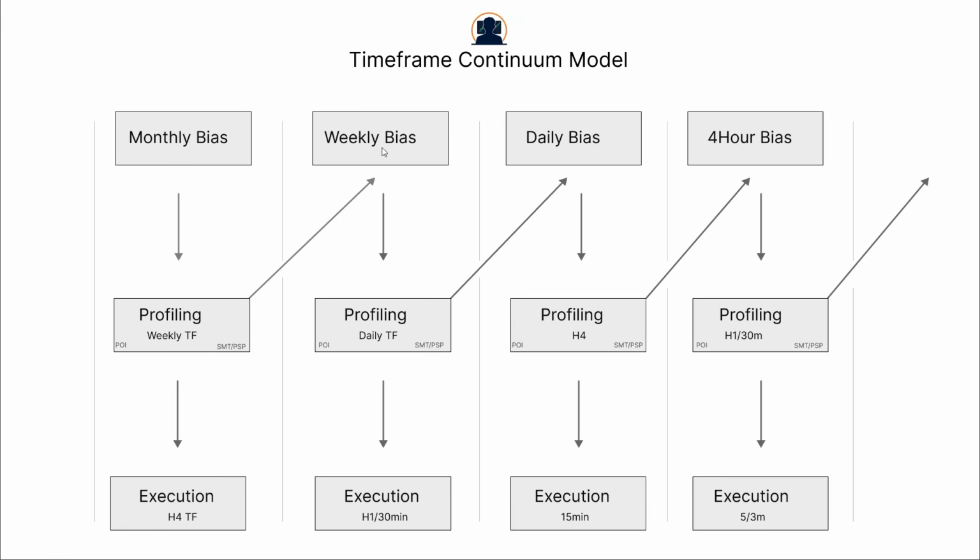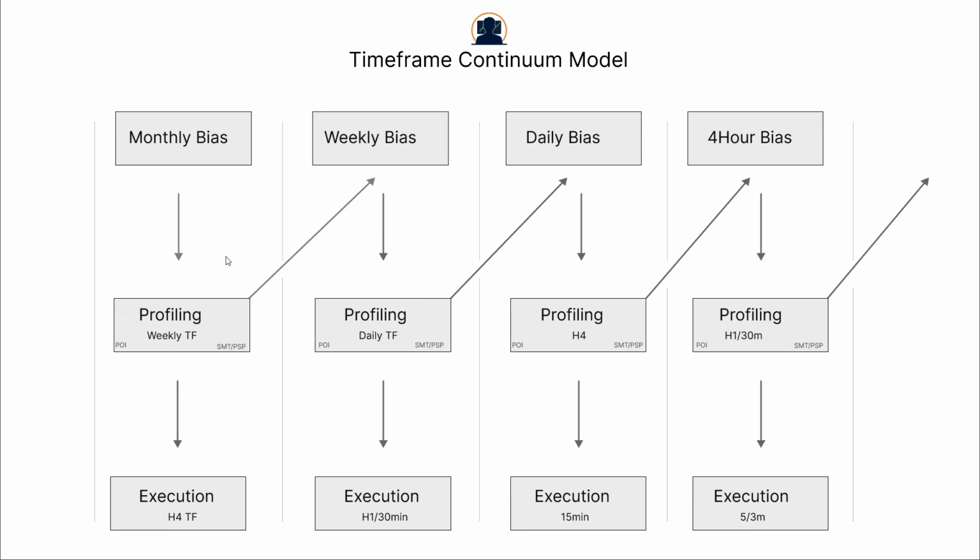You can profile the weekly candle on the daily time frame, then you execute on the 30-minute if you don't want to drop lower, right? And you can profile the daily candle on the 4-hour time frame and you execute on the 15-minute if you don't want to drop any lower. You can profile the 4-hour candle on the hourly or 30-minute time frame and you execute on the 5 or 30-minute time frame if you don't want to drop any lower.